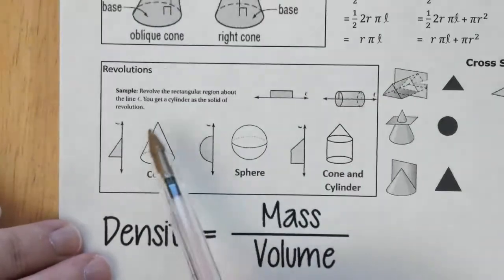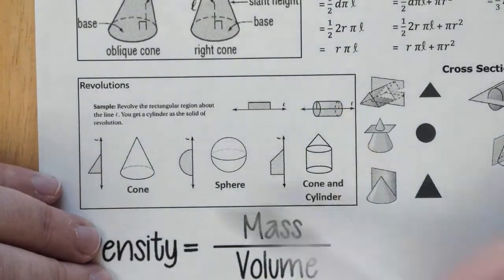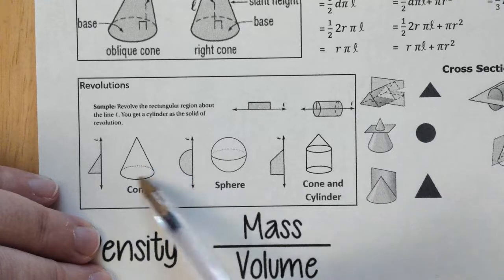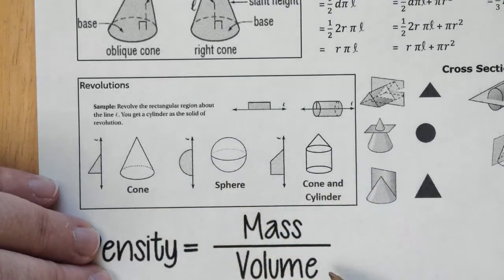Okay. All right. Oh, my favorite ones. Okay, so revolutions. So if you spin this around, what shape does it create? So if you spun this around, that would make a cone. If you spun this around, that's a sphere. If you spun this around, this is a cone and a cylinder.